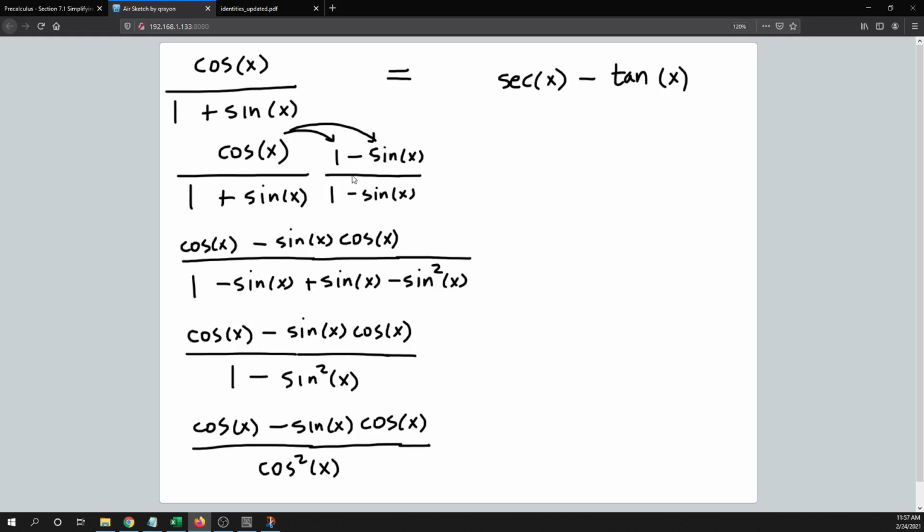I multiplied by the conjugate, so to speak. Same parts but different sign on 1 plus sine x. And that gave me this 1 minus sine squared x, which I know I can then use the fundamental identity to change to cosine squared. So now there's only one term here. It's not cosine squared x plus something else. It's just cosine squared x, and that makes it a lot easier to do what we need to do in the next step.